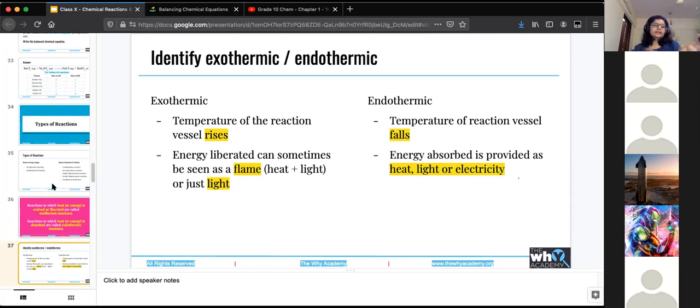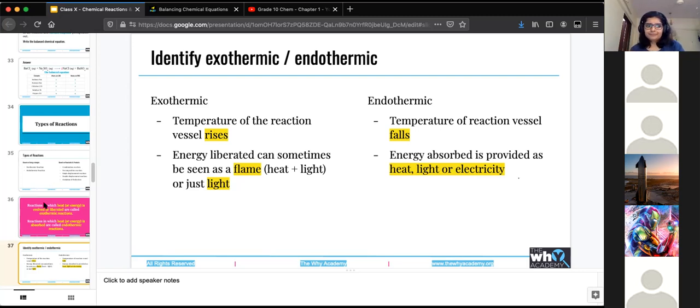This is not an either-or situation. You observe what is happening in the reaction, and based on the energy changes, whether energy is released or absorbed, the overall net amount of energy, you're classifying it.